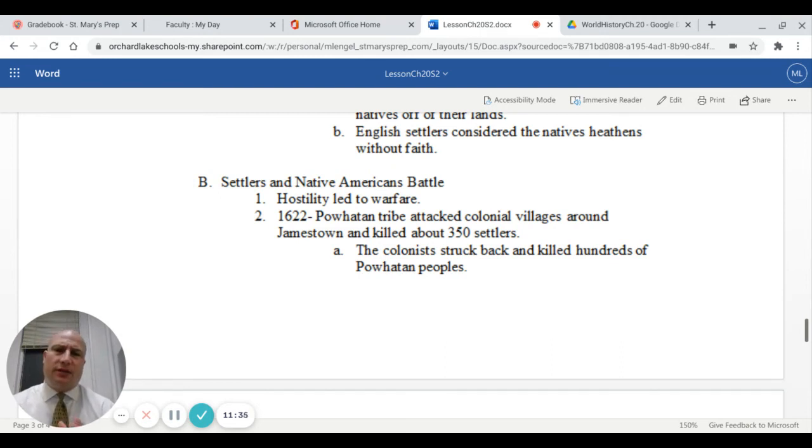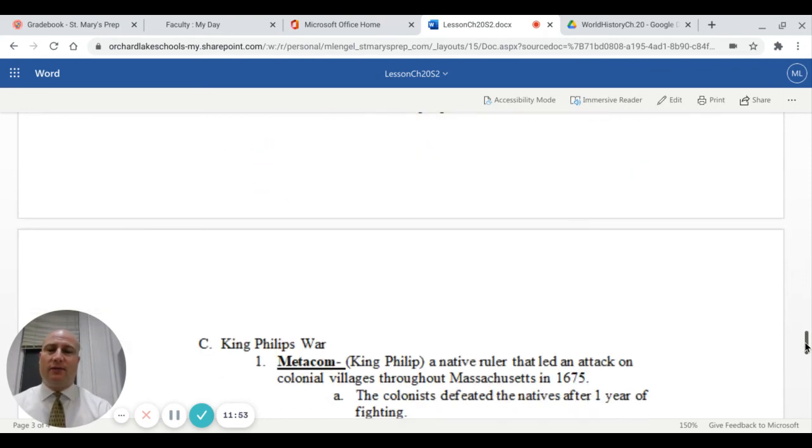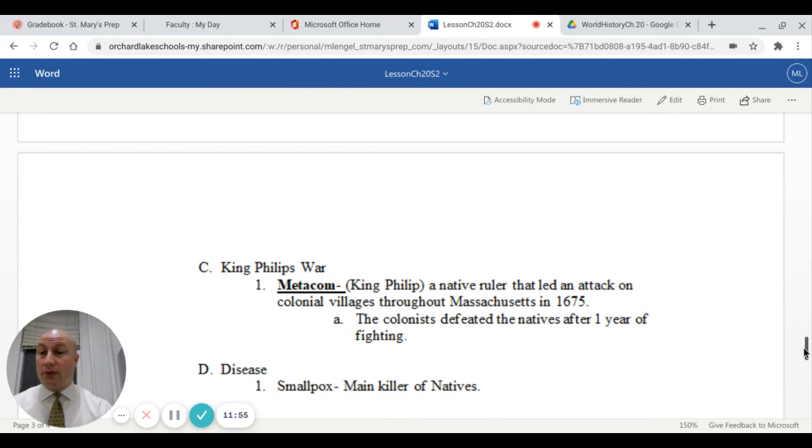Now, eventually this is going to lead to warfare. One of the first strikes is in 1622. The Powhatan tribe on the eastern coast attacked colonial villages around the area of Jamestown and actually killed about 350 settlers. The colonists would eventually strike back and kill hundreds of Powhatan peoples as well. And so now you have kind of large-scale war starting to pop up.